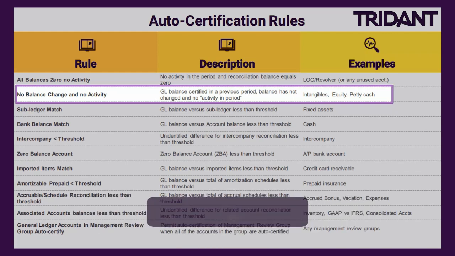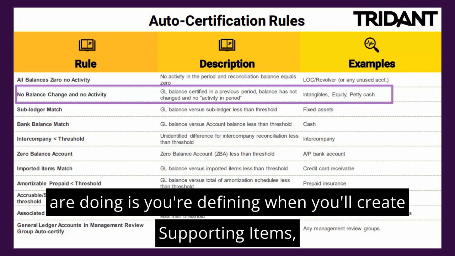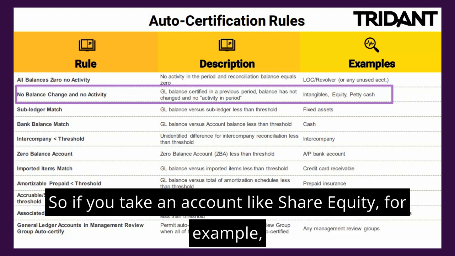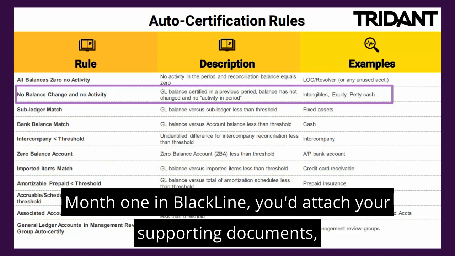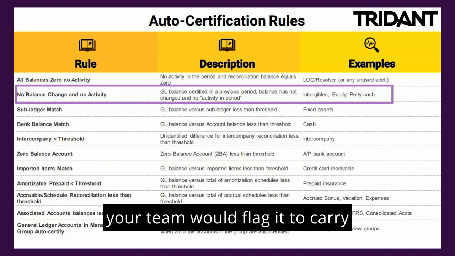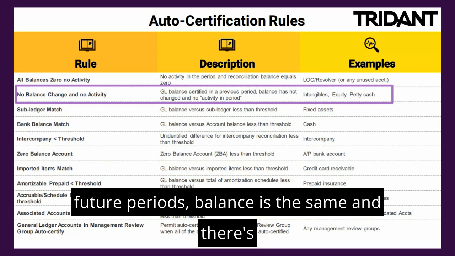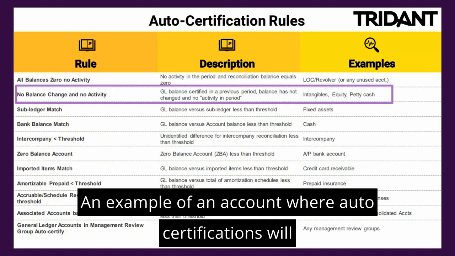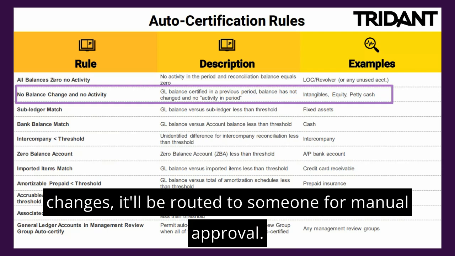And the last thing it's doing is it's looking at the actual reconciliation that your team has prepared in BlackLine in the previous month. And when your team is preparing recs, what you are doing is you're defining when you create supporting items, how long that support is relevant for. So if you take an account like share equity, for example, you might have had a transaction 10 years ago, that balance has remained consistent. Month one in BlackLine, you'd attach your supporting documents, your team would flag it to carry forward. And when that rec then rolls into future periods, the balance is the same and there's no activity, and the support is still there. An example of an account where auto certification will be achieved, and if one of those variables ever changes, it'll be routed to someone for manual approval.